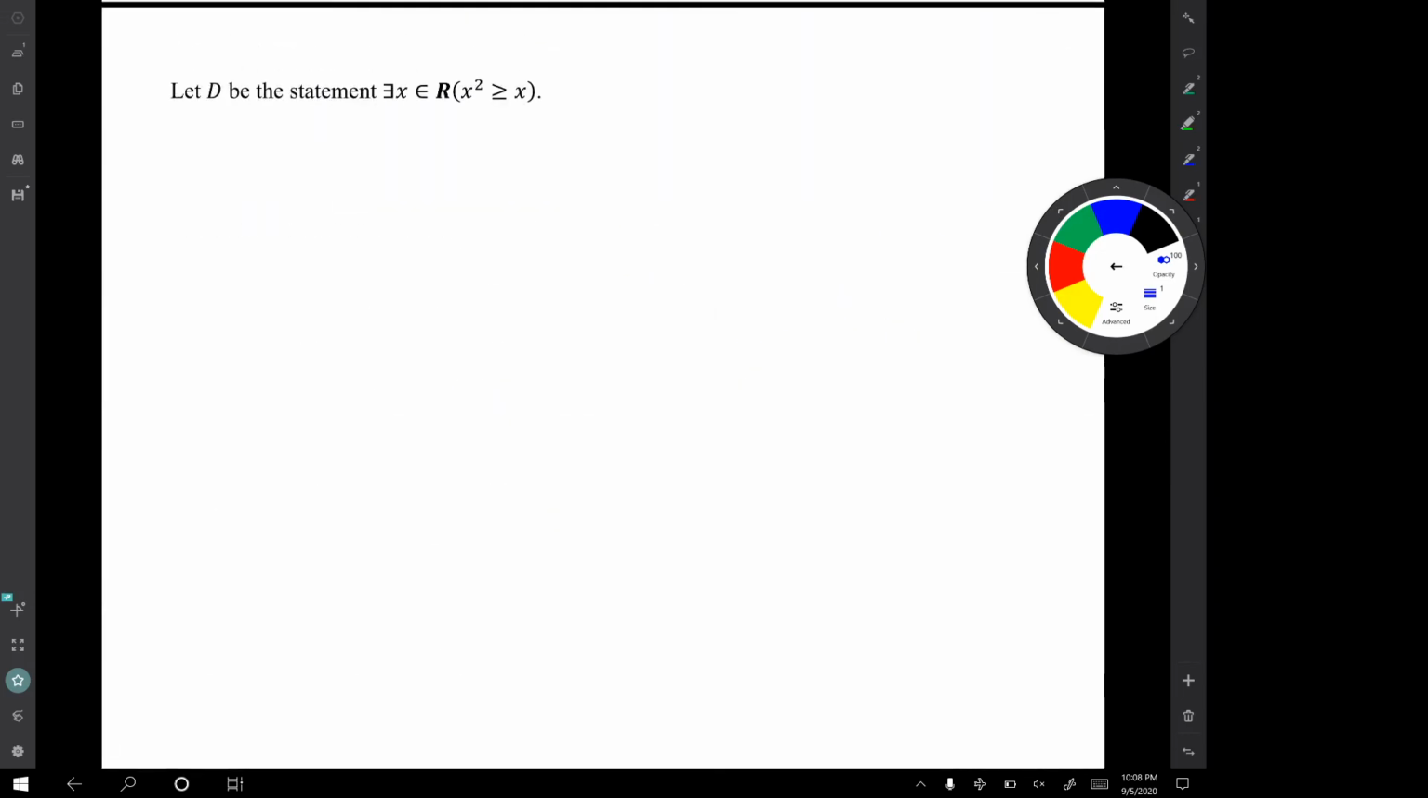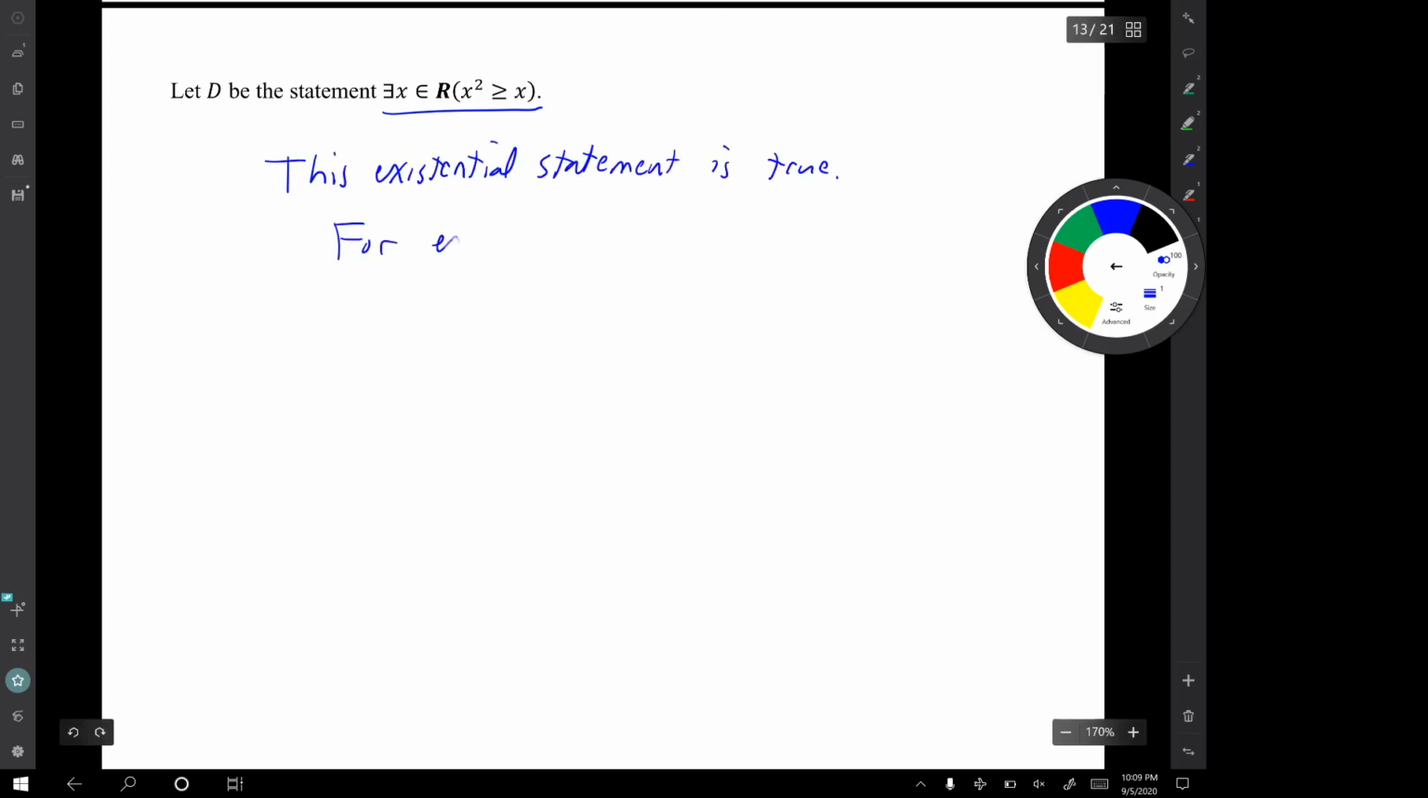Now, what about this statement? There exists an x in the real numbers that makes that predicate true. Well, this is also true. In fact, the same example, letting x equal 2 to demonstrate, works for this as well. So let's recap.